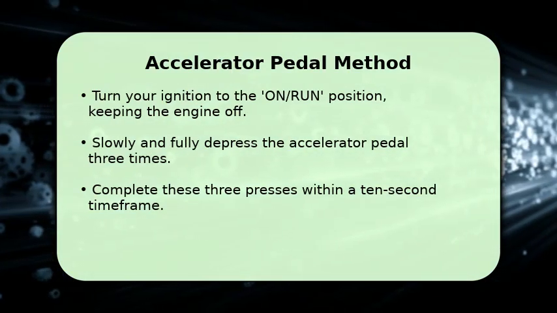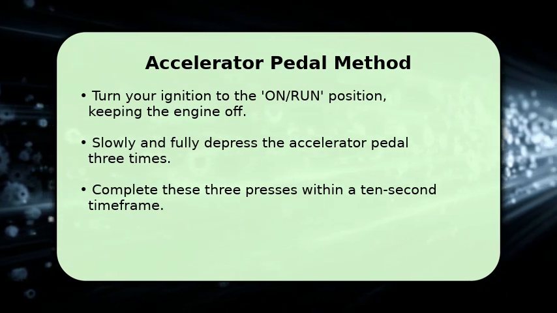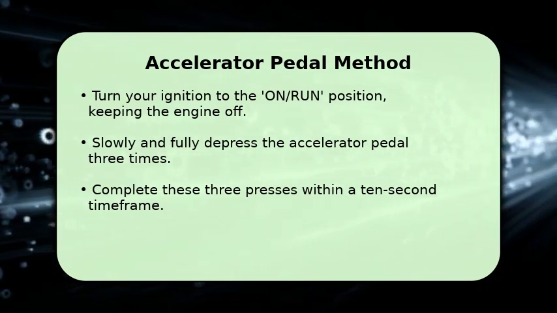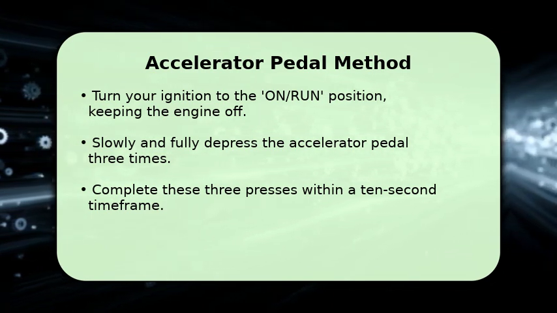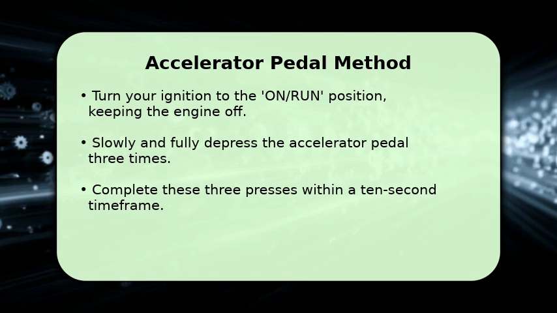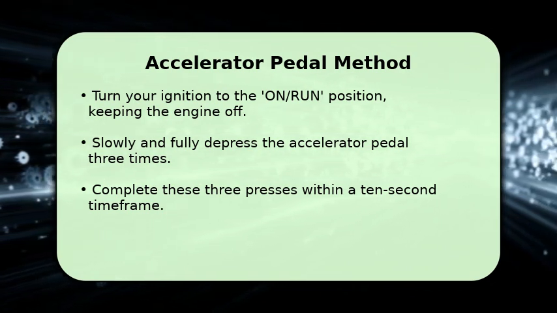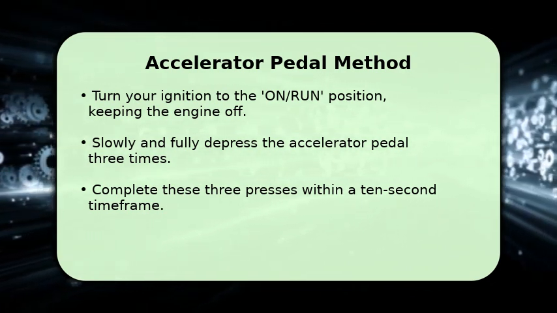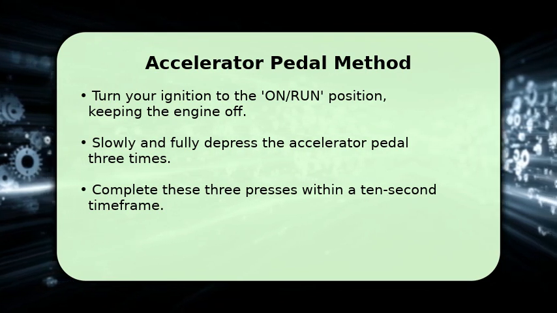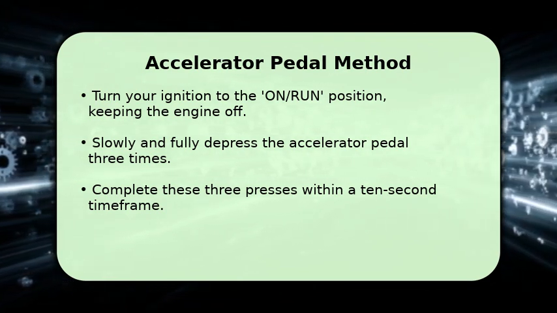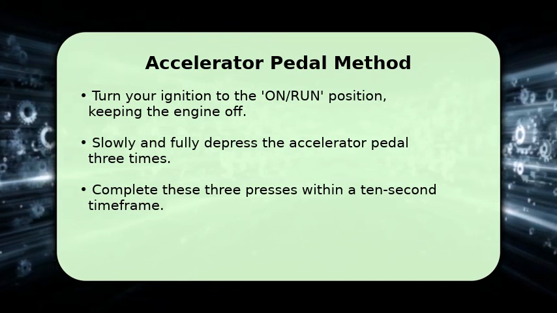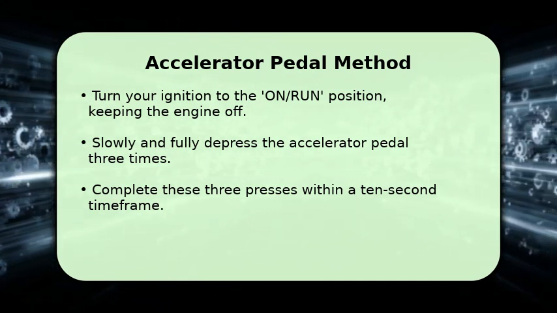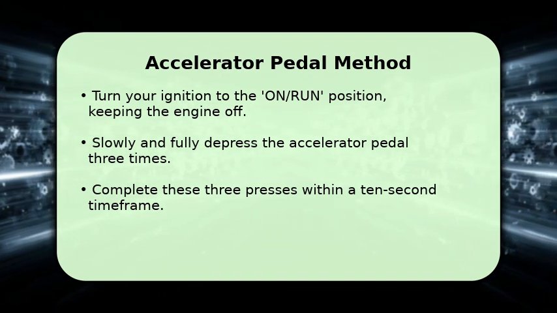Another effective method uses the accelerator pedal. Begin by turning your ignition to the on/RUN position, again without starting the engine. Next, slowly and fully depress the accelerator pedal 3 separate times. It is important to complete all 3 presses within a 10-second window. After the third press, turn your ignition completely off. When you restart your vehicle, the oil change indicator should be reset and the message gone.